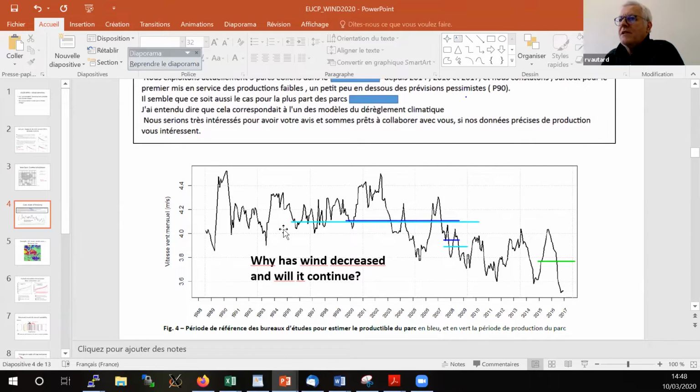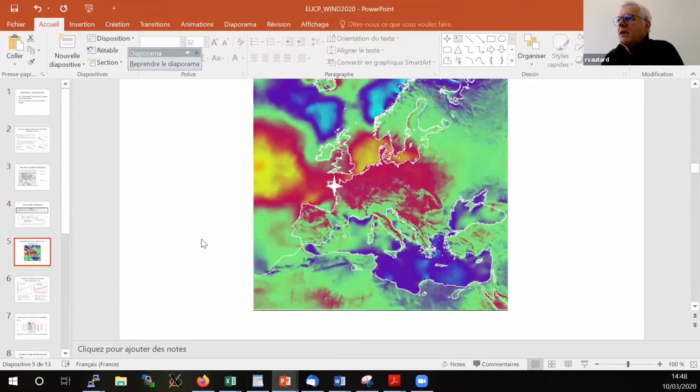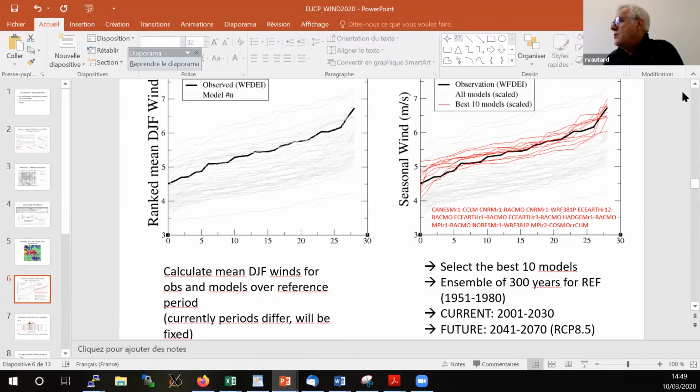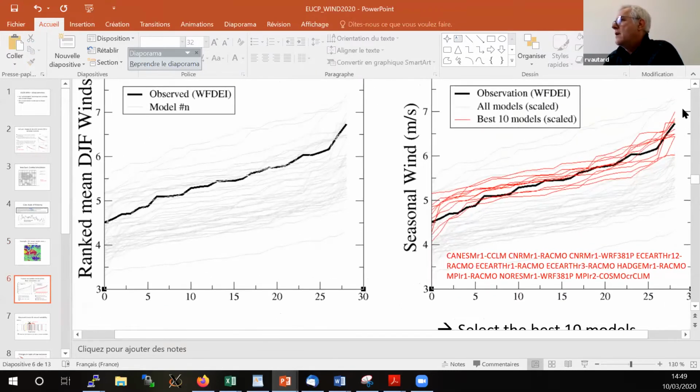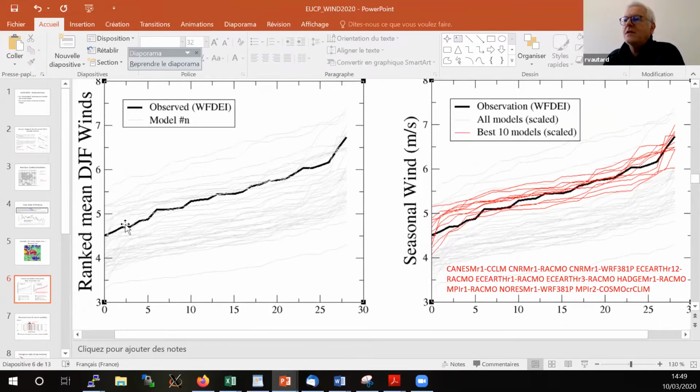So what we did was to really look at this question and look at this case study, with the star at the location of the wind farm. And we looked at the mean wind during the winters in the climate projections and in the observations. So here on the left, I think I can enlarge a little bit. I'm not sure you see the gray lines. There's a black line and gray lines.